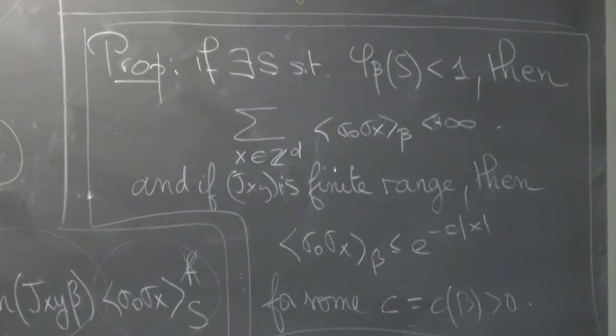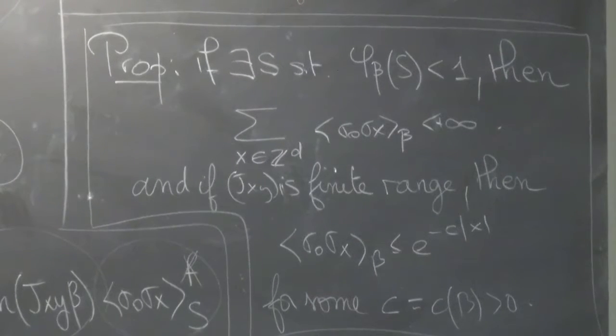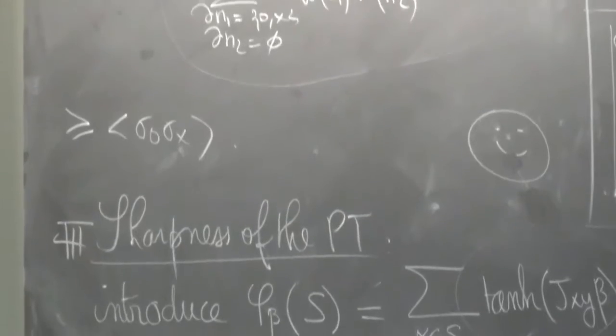So let me try to prove that to you. Because we already did the finite range, and I will leave it to you to try to prove that in the finite range you have exponential decay, I'm just going to focus on the first claim, that you get finite susceptibility.